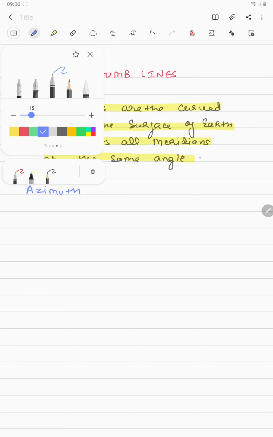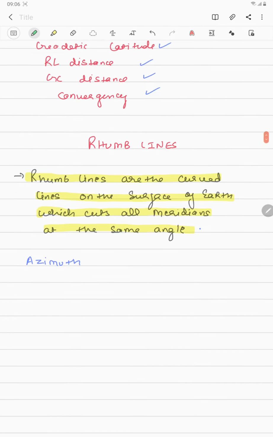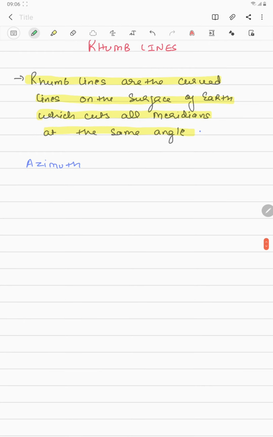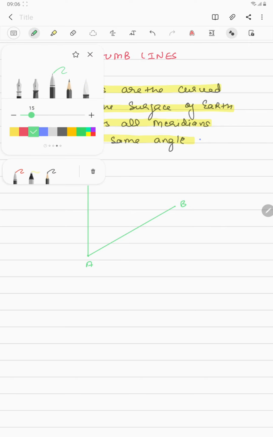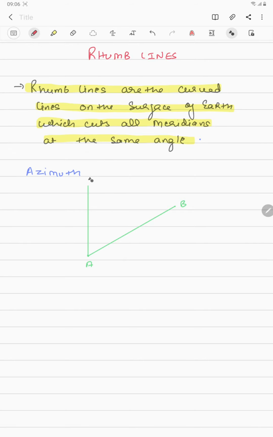So guys, suppose I'm going to take up 2 points. Okay, so let us take 2 points. If you want to go from point A to point B, how am I going to go from point A to point B? In order to go from point A to point B, I'm going to draw one line from A to B, guys. Okay, so this is my line from A to B, and from A I'm going to draw one more line. So understand this guys, this is your true north. So what is azimuth? You will understand this. This is your true north.